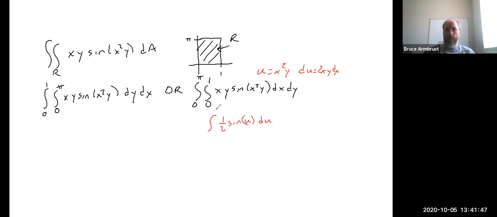I'll just put little stars here for our bounds. We'll replace those in a minute. But this is the substitution to make it an integral in terms of u. So that's going to give us a minus 1/2 cosine of u, which if we turn that back into the x's and y's, we're going to have minus 1/2 cosine of x squared y evaluated at 0 and 1.